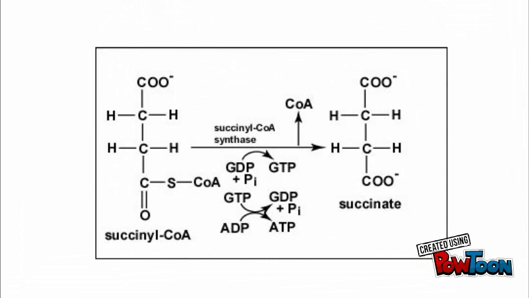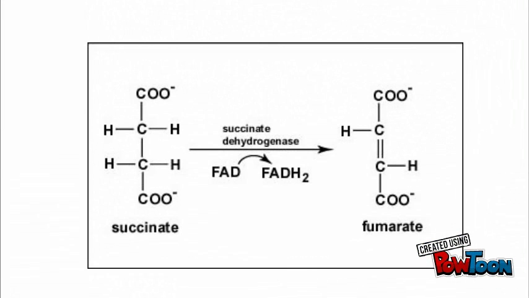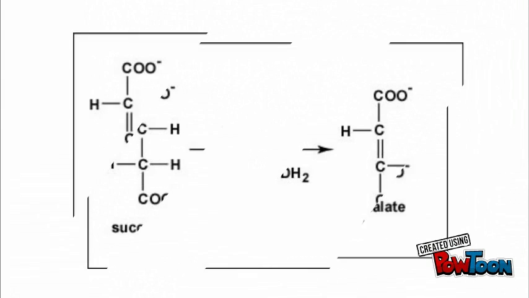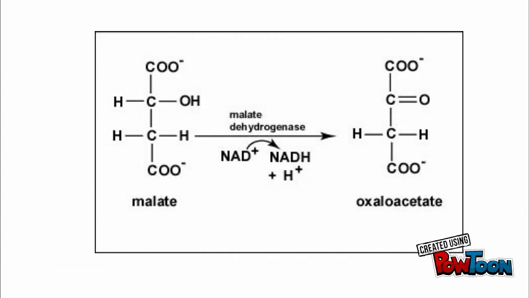In the conversion of succinyl coenzyme A to succinate, one GTP molecule is released. Then, succinate is oxidized to fumarate, producing a molecule of FADH2. After that, hydration of fumarate to malate takes place. In the end, oxidation of malate to oxaloacetate happens, producing one molecule of NADH.